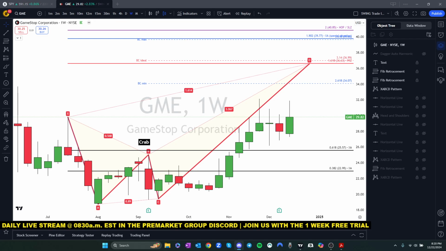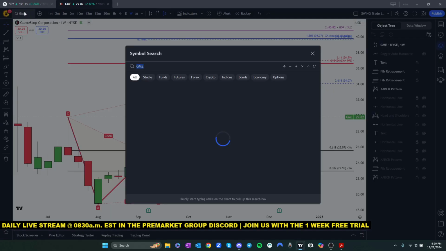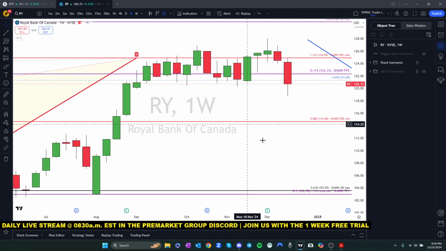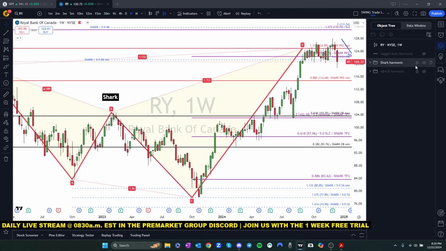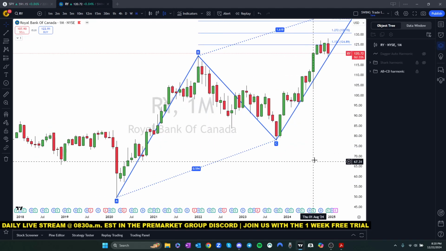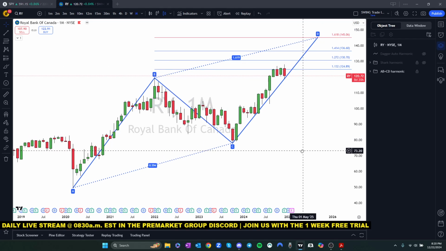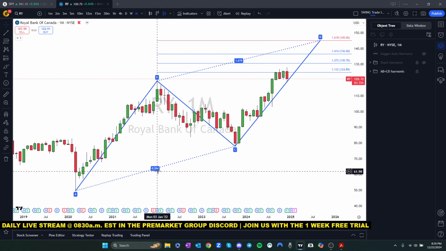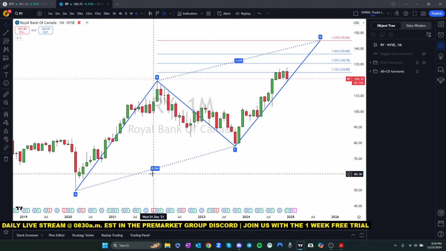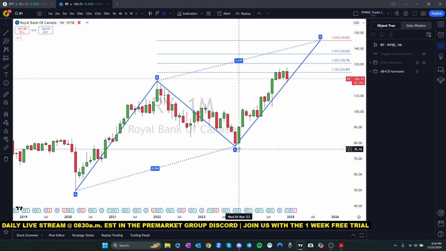Let's see. Let me look at RY, which is the Royal Bank of Canada. And here's the ABCD pattern. I'll go to the monthly chart. So you'll see here for this pattern, I first identified the ratio. That's step 1. You've got to figure out, what's the retracement when we reverse? And it says 0.594.